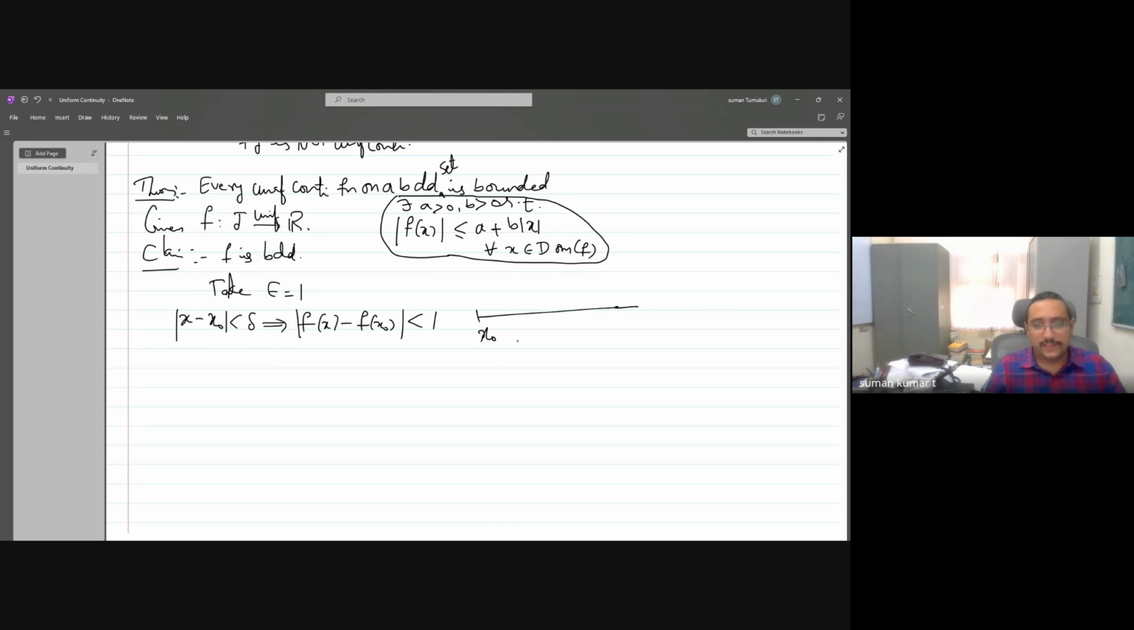Now, this delta is independent of x naught, because of uniform continuity. So what I do is I put x naught plus delta by 2, and then x naught plus 2 delta by 2, 3 delta by 2, and so on. Okay, I can cover this region.